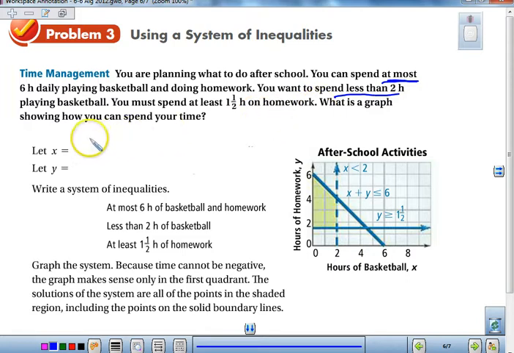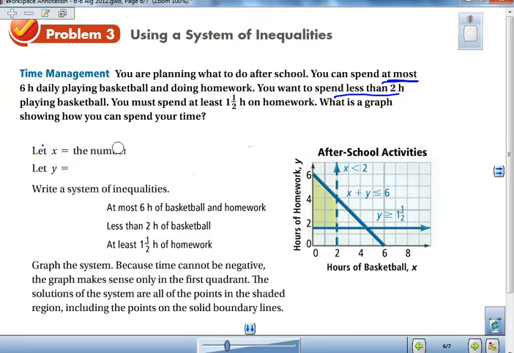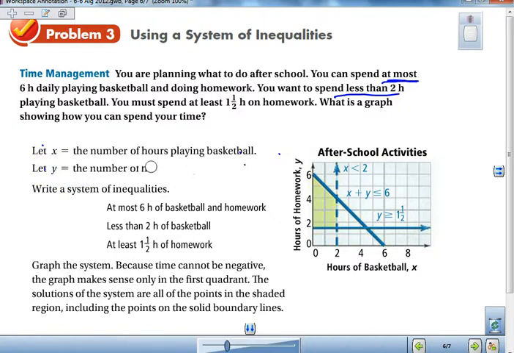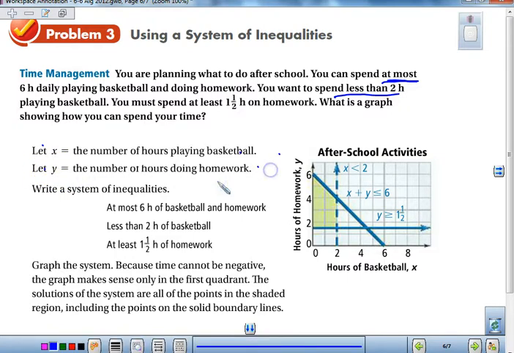What is the graph showing how you can spend your time? First thing we need to do is think about identifying your variables. So as you fill in your notes, x should be equal, and we are looking at the number of hours that we can play basketball. What is y going to be? Hopefully you're telling us that is now going to be your hours spent doing homework. What are our systems of equations? It says at most 6 hours of basketball.